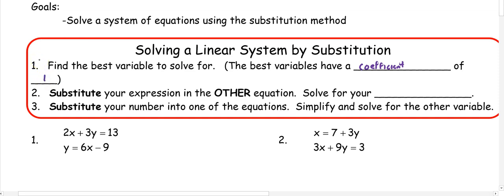Then we're going to substitute the expression into the other equation and solve for the variable. Last, we're going to substitute the number into one of the equations, simplify, and solve for the other variable.